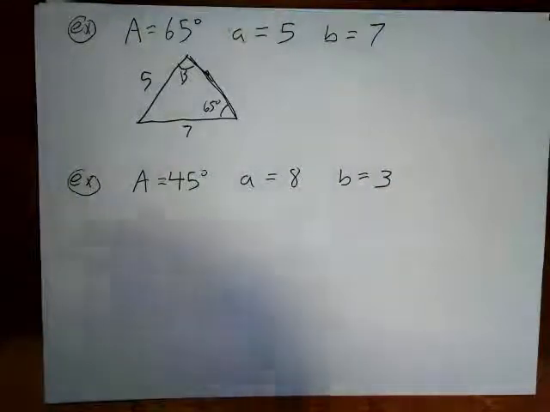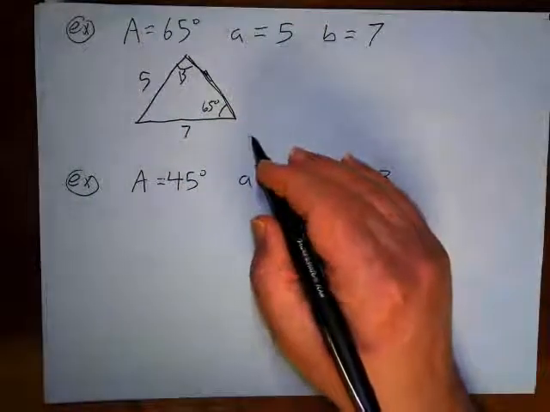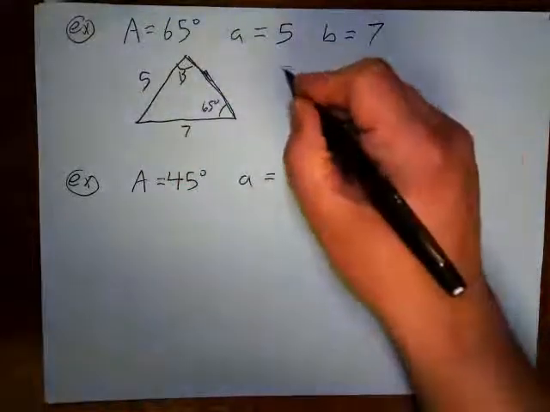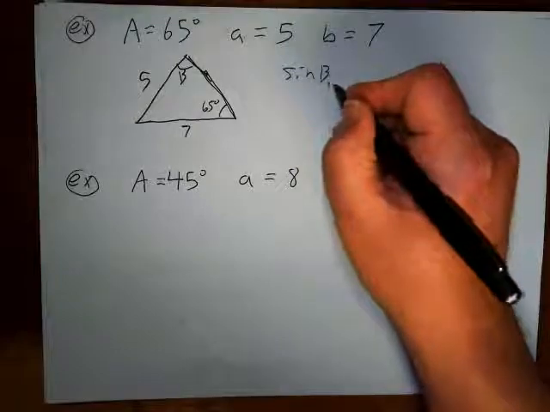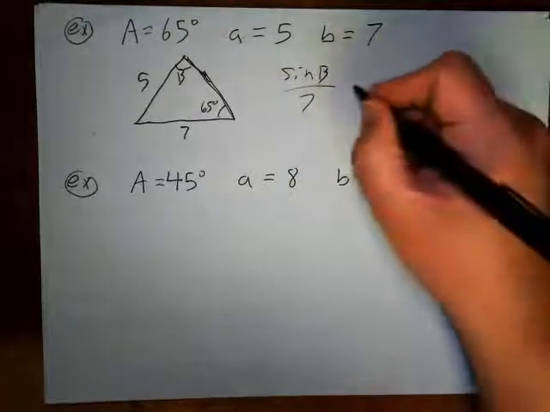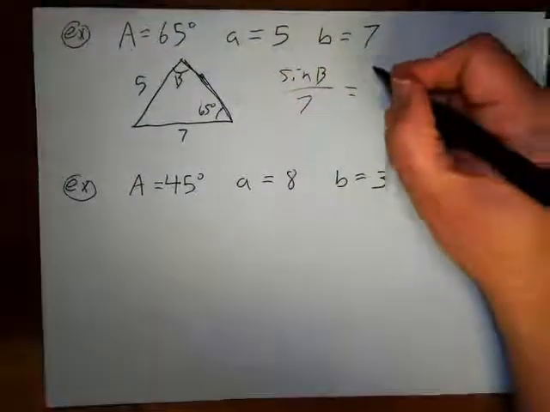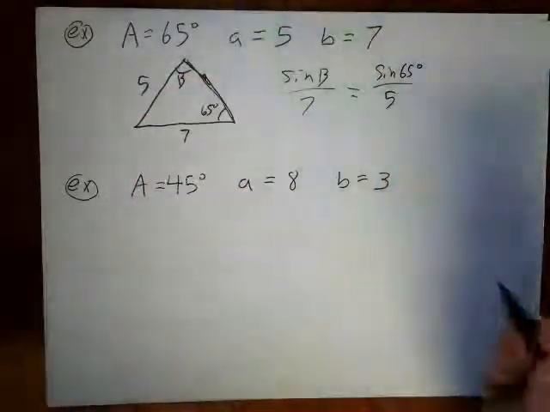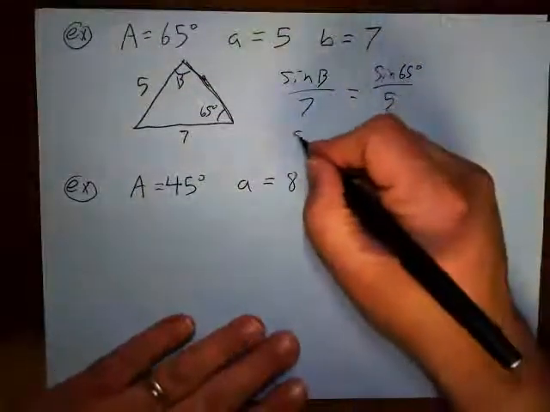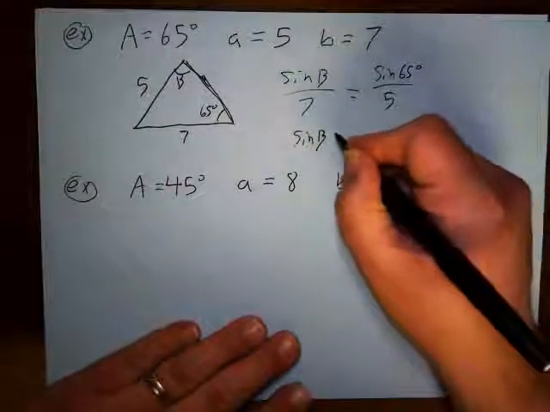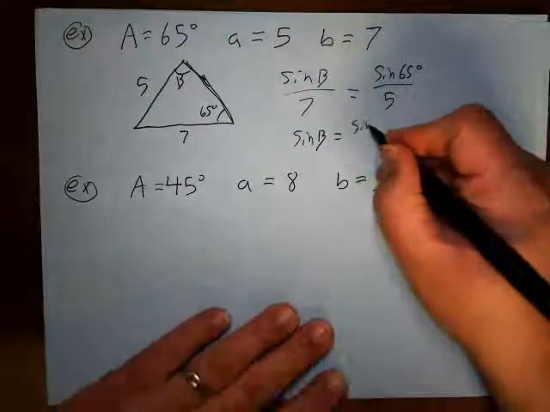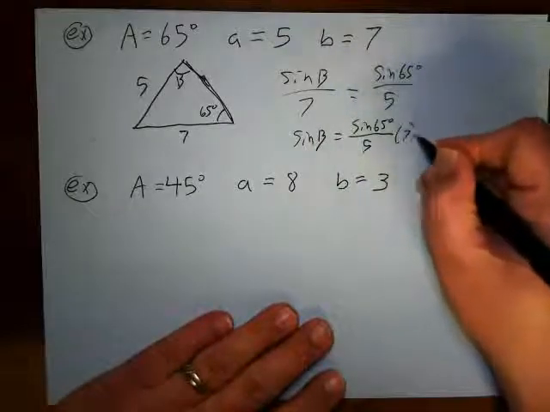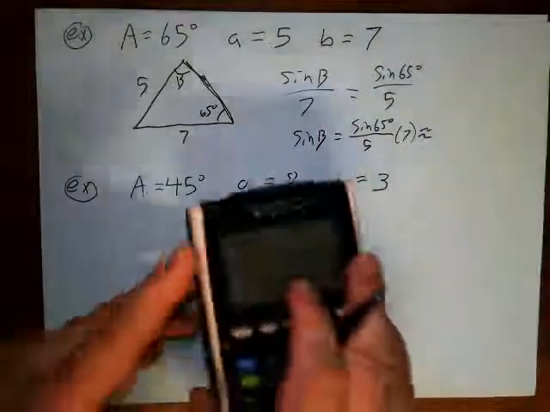There's other ways to do it, but now what I have here, I'm going to try to find the B, so I get sine of B is to its side as the sine of 65 degrees is to its side. And I'm going to solve this. Sine of B is equal to sine of 65 degrees over 5 times 7. And let's see what I get here.